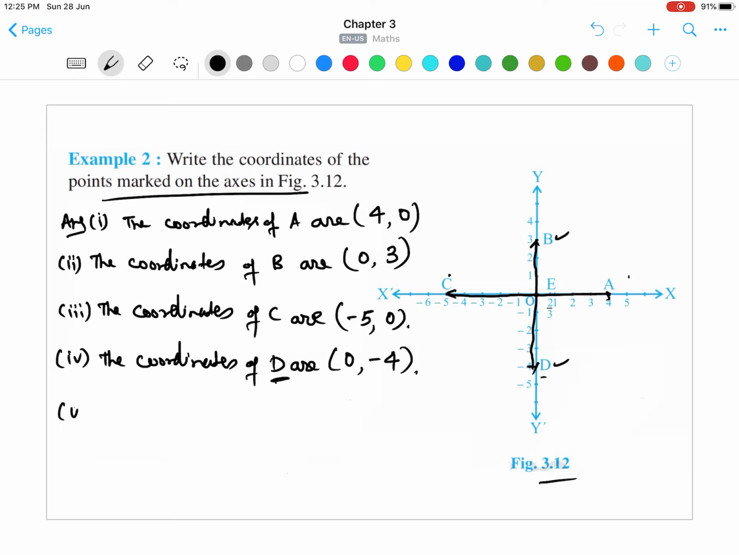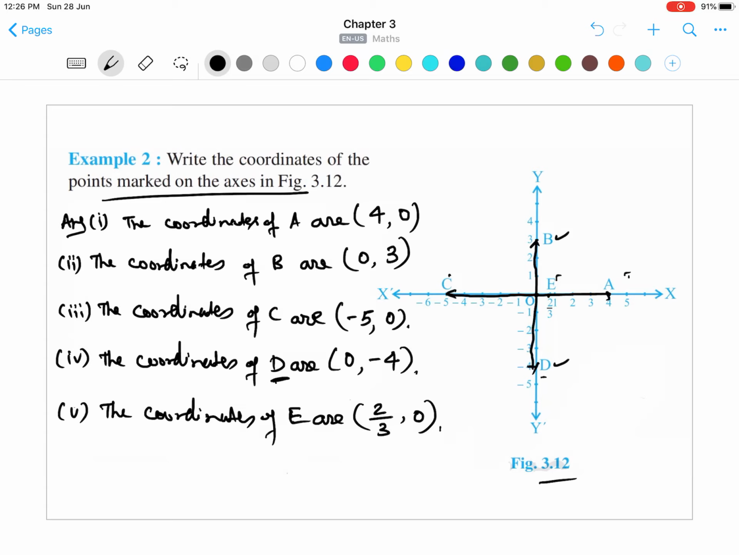Now we have to write the coordinate of the 5th point, which is E. Write the coordinate of E. So again E is lying on the x-axis, so its x coordinate is given here, which is 2/3. It's 2 divided by 3, comma, as this point is on the x-axis, its y coordinate will be 0. Okay, so these are the coordinates of all 5 points.